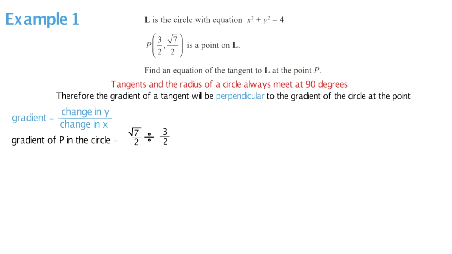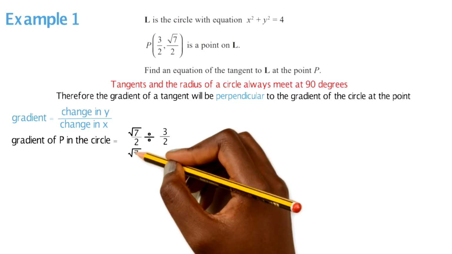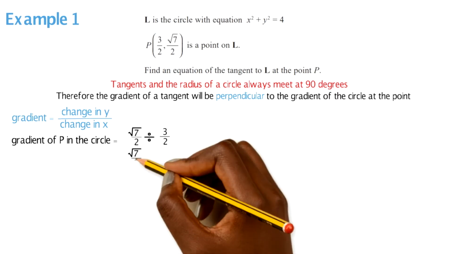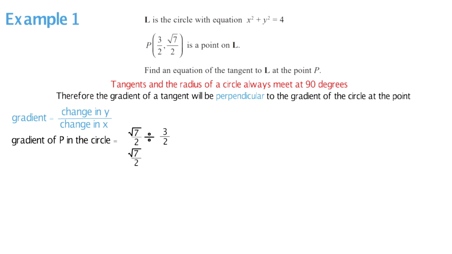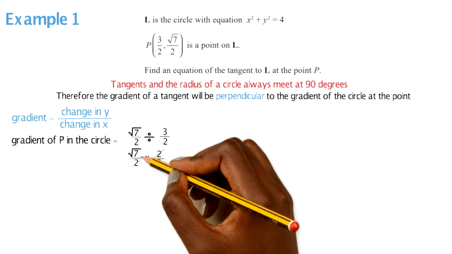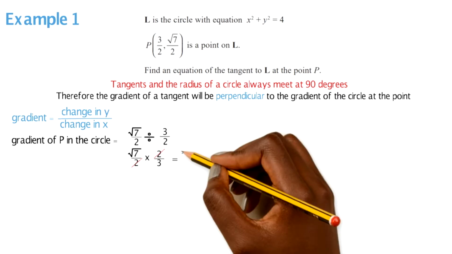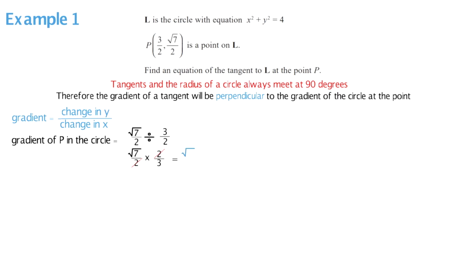When it comes to dividing fractions, the easiest thing is to flip the second fraction round, and this will change it into a multiplication. A multiplication is 10 times easier. So you'll end up doing root 7 over 2 multiplied by 2 over 3. As you can see, we have 2 on the numerator and the denominator, and therefore these 2s are going to cancel out. This simplifies our fraction to root 7 over 3.